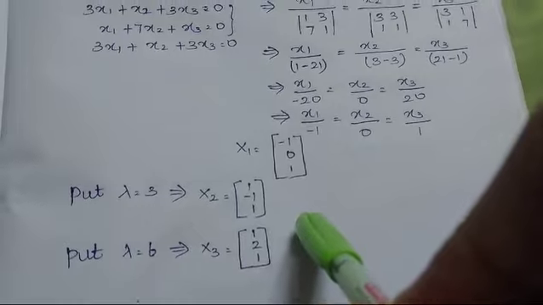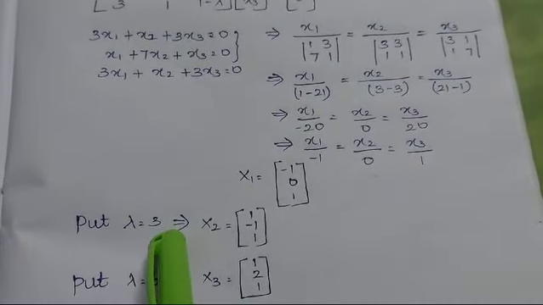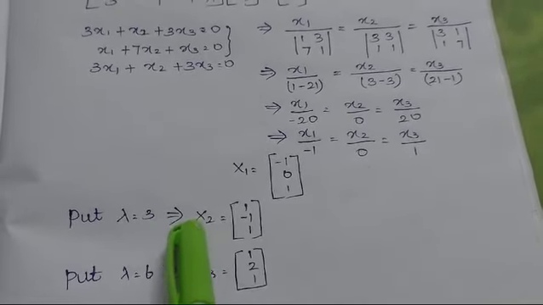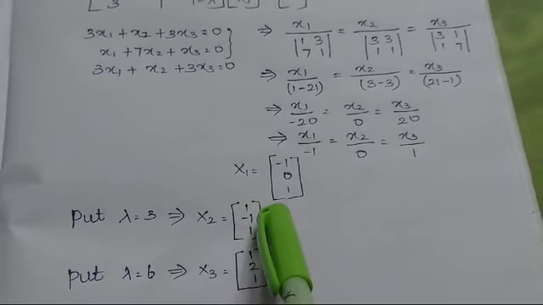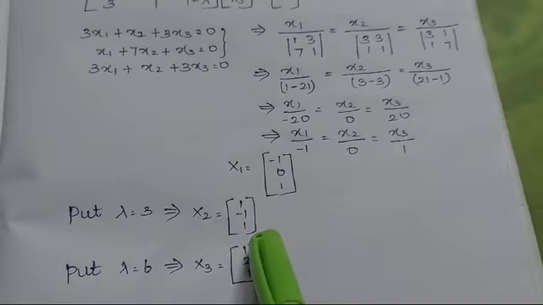In a similar way, we apply lambda equal to 3, the second eigenvalue. If we use the second eigenvalue, x2 is equal to 1, minus 1, 1. We get the second eigenvector x2.